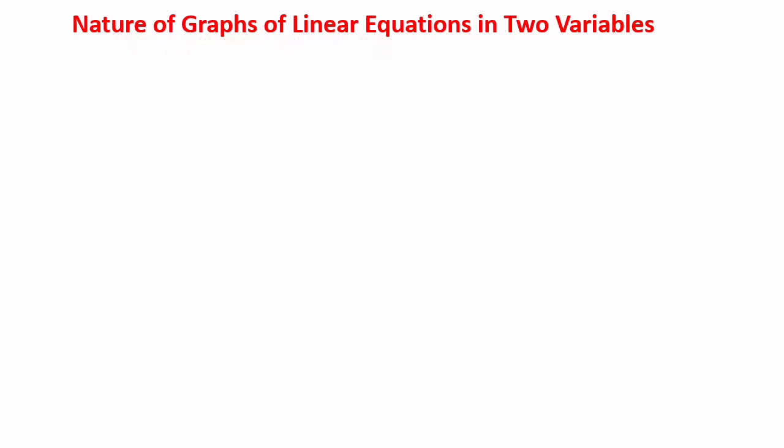For that, consider 2 equations. That is the general form of linear equations, a1x plus b1y plus c1 is equal to 0. Another equation is a2x plus b2y plus c2 is equal to 0. So these are the general form of linear equations in two variables. Here the variables are x and y. General form we have discussed, that is ax plus by plus c is equal to 0. Here we need two equations, that's why we use 1 and 2 here: a1x plus b1y plus c1, a2x plus b2y plus c2.